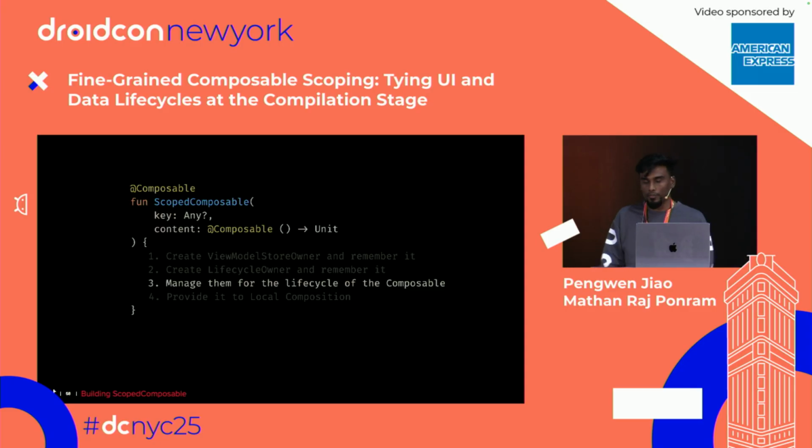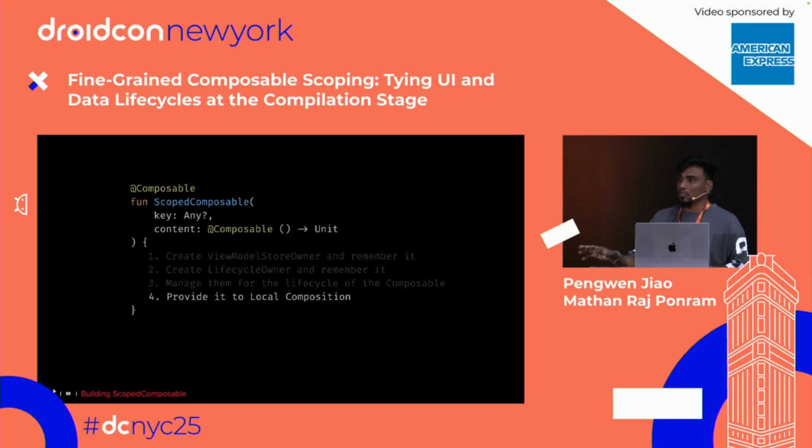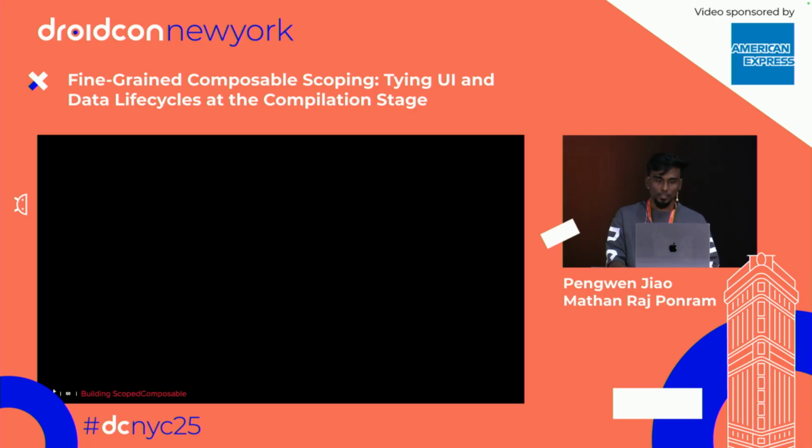Otherwise, it's not useful. If you lose the view model store or the view models that we created whenever the composable is disposed of, we are losing the context, right? So we need to do that. And finally, we need to provide it to local composition so that whoever is looking for the local lifecycle owner and the nearest view model store owner can get this and use it, right?